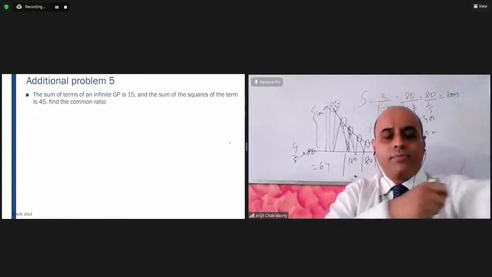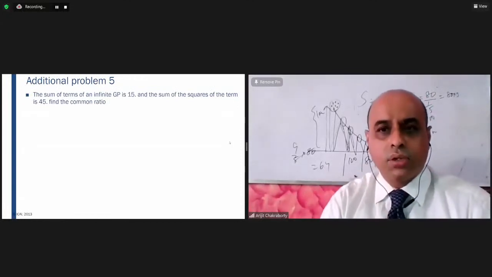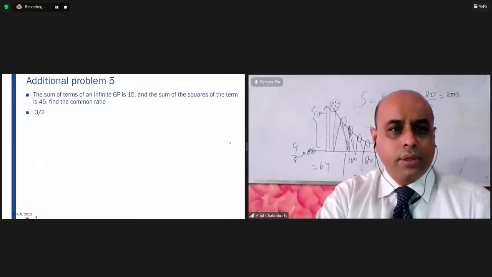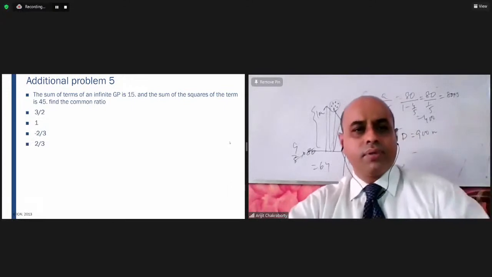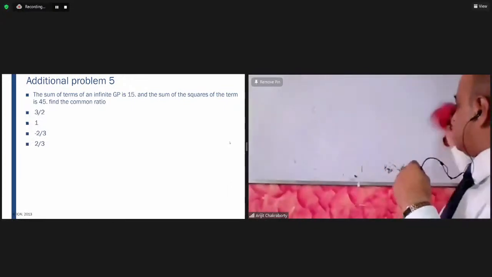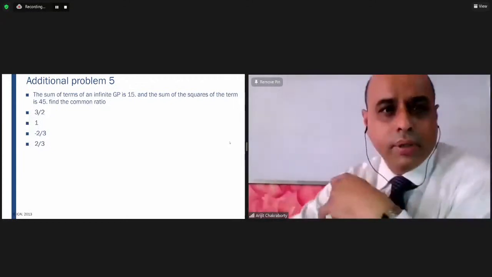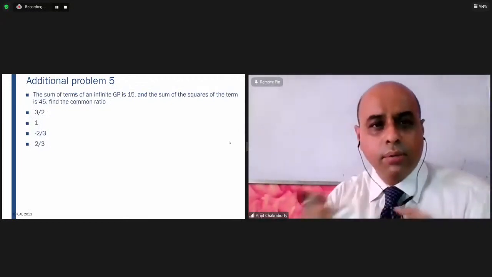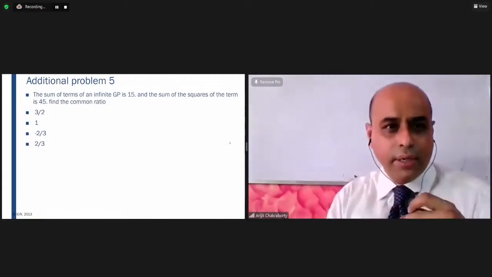The sum of terms of an infinite GP is 15 and the sum of the squares of the terms is 45. What is the common ratio? Options are given: 3/2, -2/3, and 2/3. Sum of the terms of an infinite GP is 15. So let us try and check the question and, if possible, try to do it along with me.